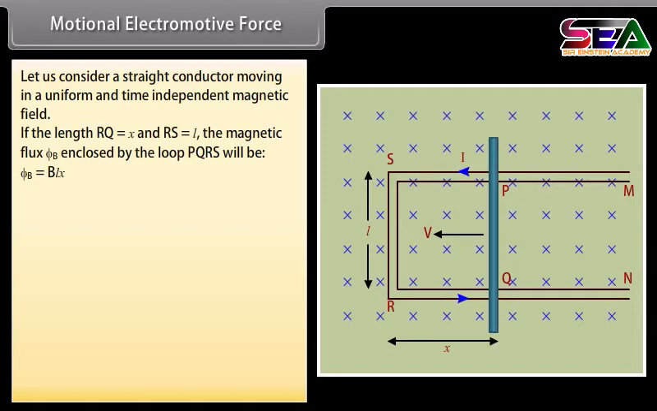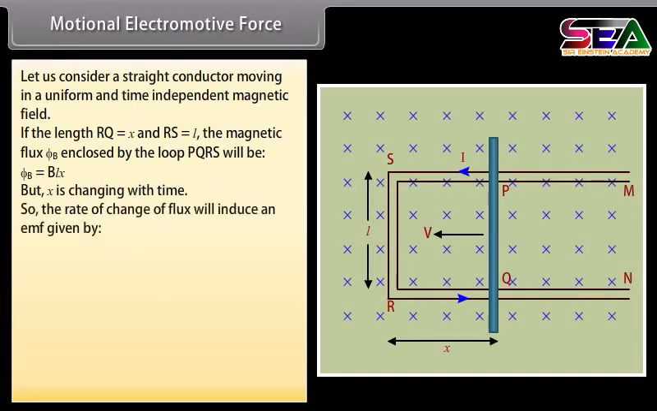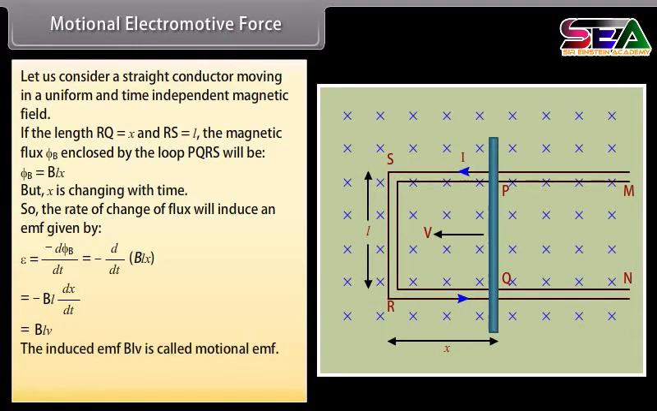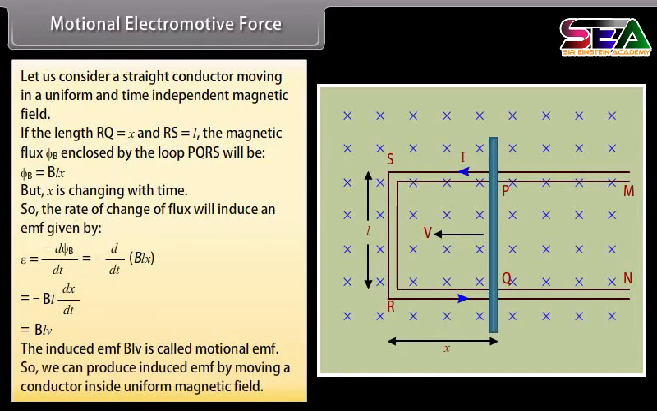If the length RQ is x and RS is L, the magnetic flux phi B enclosed by the loop PQRS is equal to BLx, but x is changing with time. So the rate of change of flux will induce an EMF given by minus differentiation of BLx with respect to time, which is equal to BLv. The induced EMF BLv is called motional EMF.